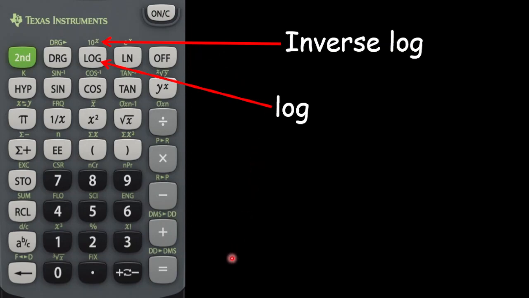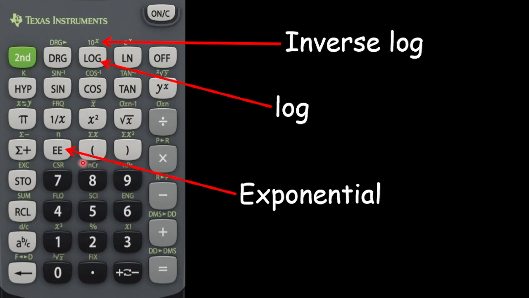Additionally, I want you to notice this special button called the exponential button. On my calculator, it is double E. On some calculators, you may see EXP or EX. So I want you to identify those three buttons before we actually start. All right, once you have done that, now let's get into it.